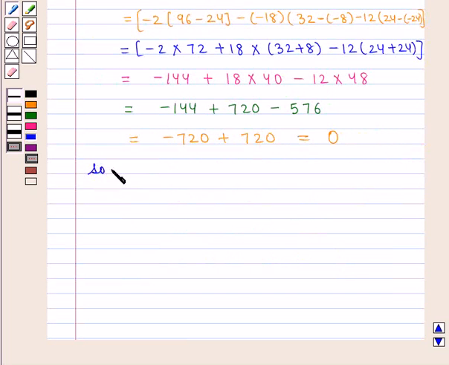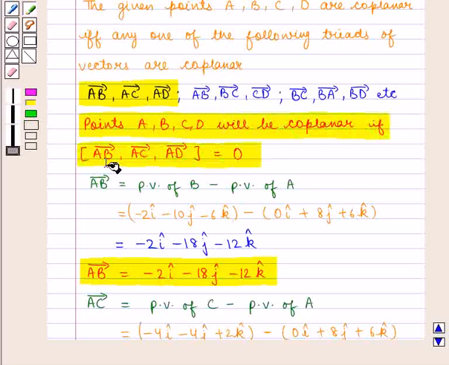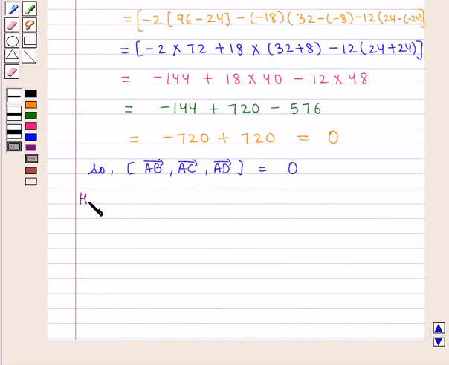So, scalar triple product of vectors AB, AC, AD is equal to 0, and we know that points A, B, C, D will be coplanar if scalar triple product of vector AB, AC, AD is 0. Hence, the four points A, B, C and D are coplanar.